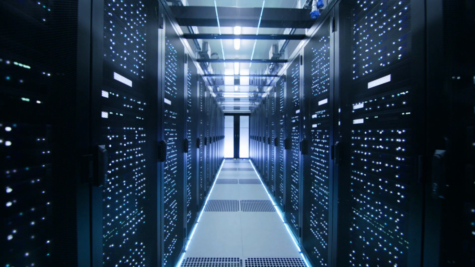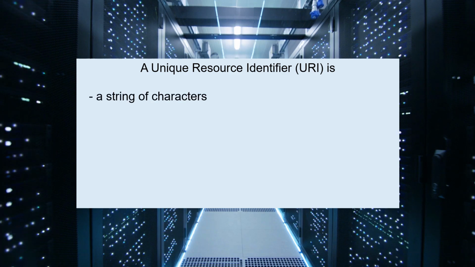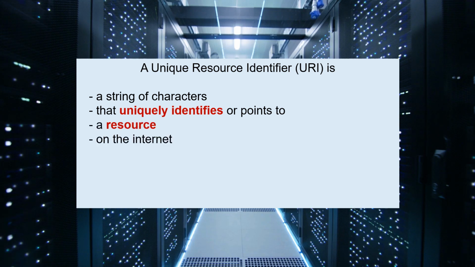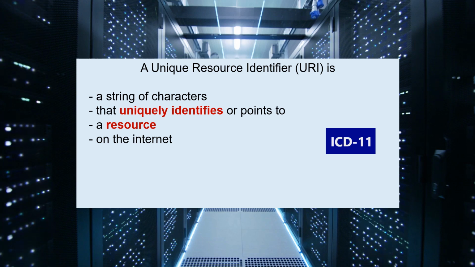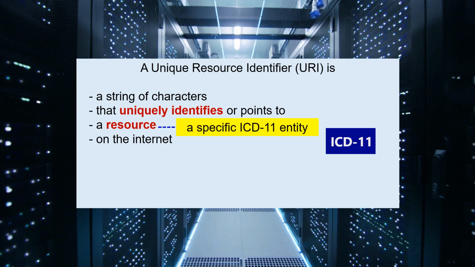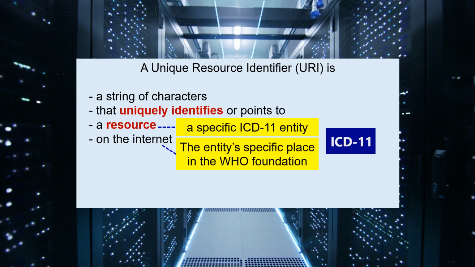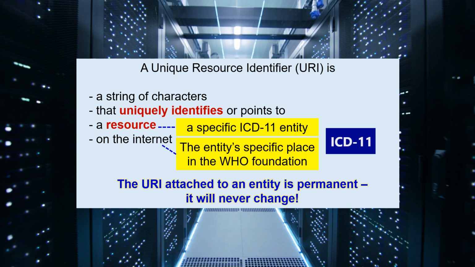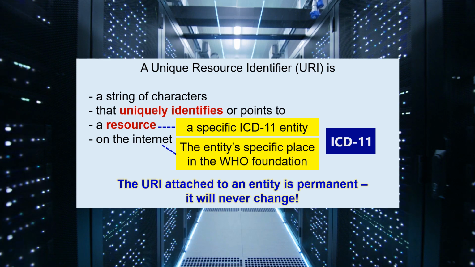To summarize, a unique resource identifier, or URI, is a string of characters that uniquely identifies or points to a resource on the internet. Now let's relate that to an ICD-11 URI. The resource, in our case, is a particular ICD-11 entity, and it points to the entity's specific place in the WHO Foundation on the internet. It's also important to know that the URI attached to an entity is permanent. It will never change.